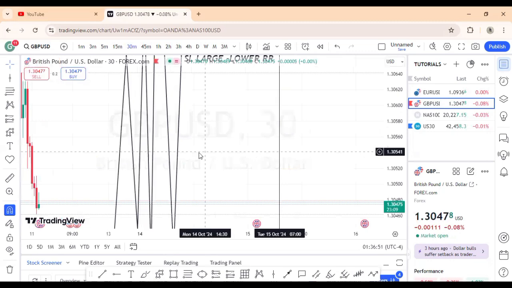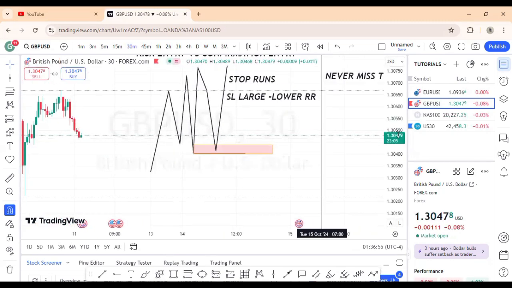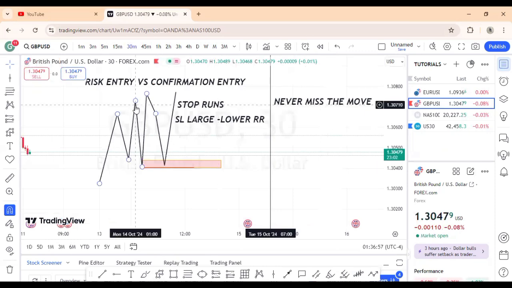So now you never miss the move. That's one of the advantages of using a risk entry. You never miss the move. You always capture the move, right?